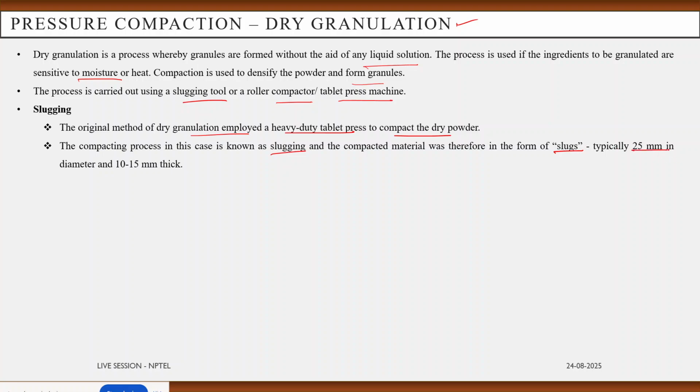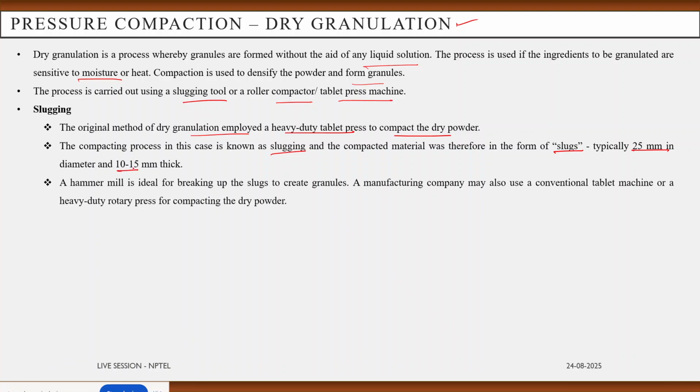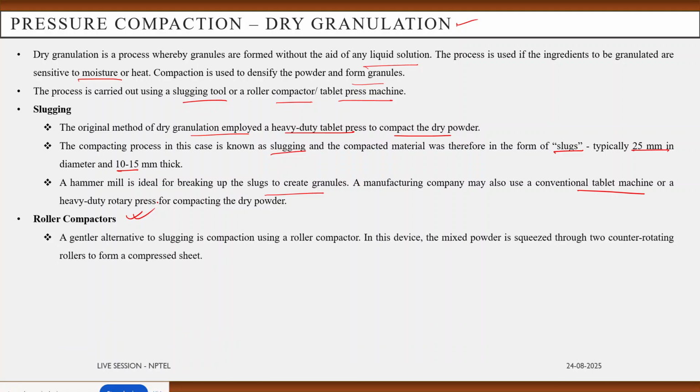Typically they are 25 mm in diameter and 10 to 15 mm thick. A hammer mill will be ideal for that case, breaking up the slugs to create granules of desired size. A manufacturing company may also use a conventional tablet machine or heavy-duty rotary press for compacting the dry powder. Second, we are going to discuss roller compactors, which have a very similar mechanism to a roller crusher.